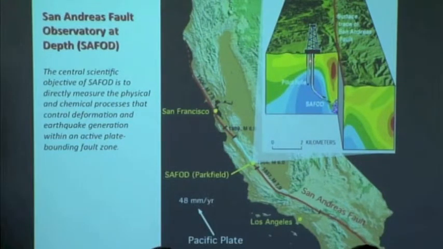The idea was to drill down deep vertically and then side kick and cross the fault at depth, and retrieve core and do geophysical measurements of the San Andreas at depth.